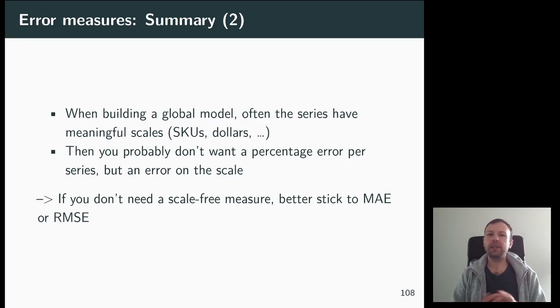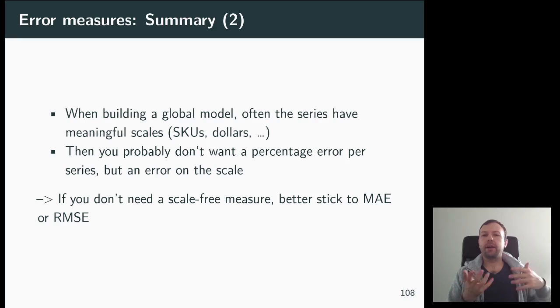very often you don't need that when you build a global model, because there is actually a meaningful scale. All your series are dollar values. All your series are SKUs, stock keeping units. And then you probably don't want a percentage error per series, but really an error on your scale. You want to say, well, on average, I'm $500 off, right?